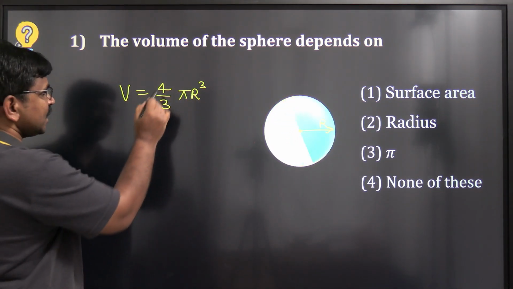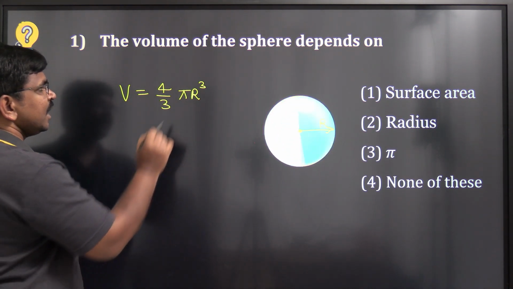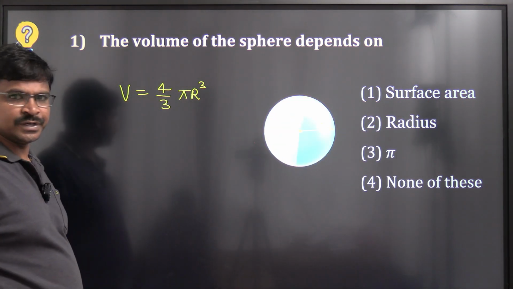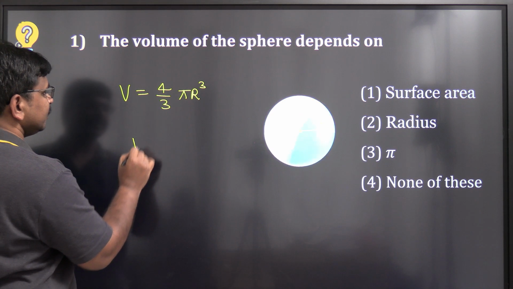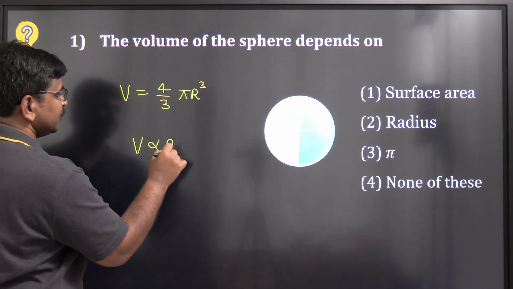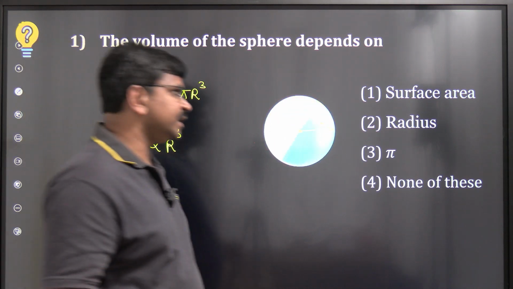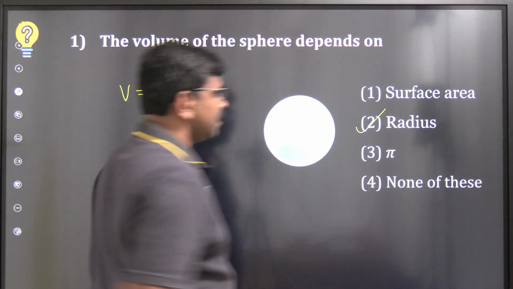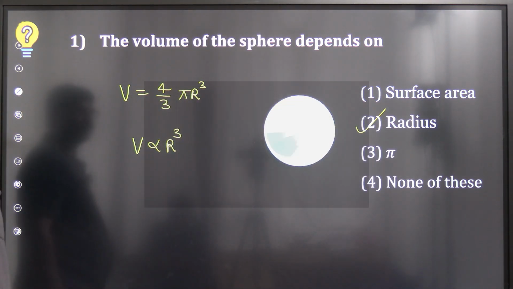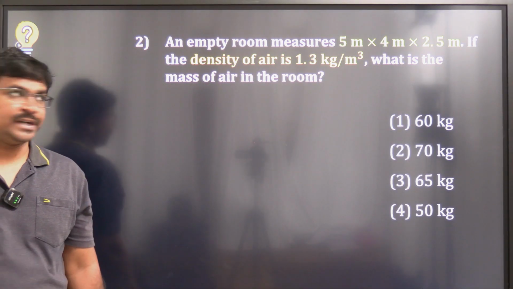And here 4 is constant, 3 is constant, and pi is constant. So we can write here V is directly proportional to r cube. So volume directly depends on radius. So the correct answer is r, radius. And this is the second question.